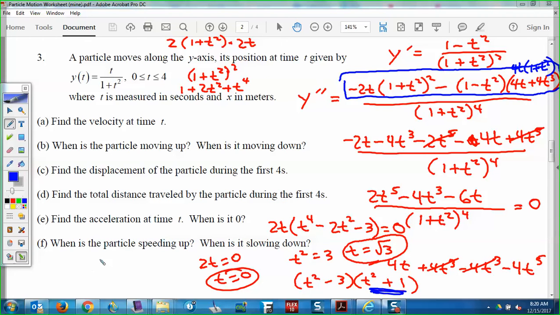So at those places, and then when's it speeding up, slowing down, then do your number line and go from there. Okay? All right.